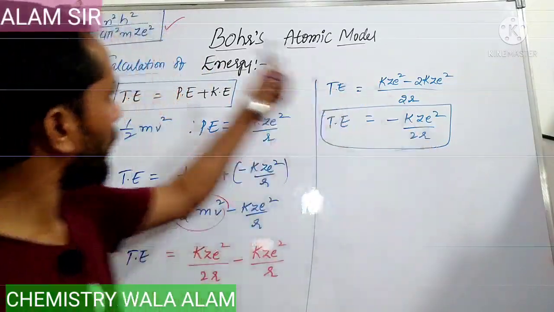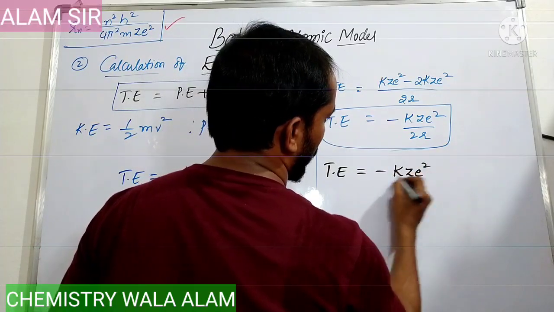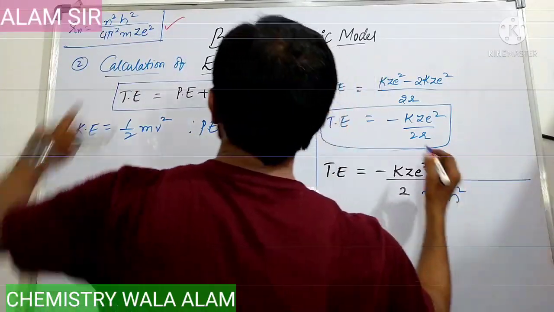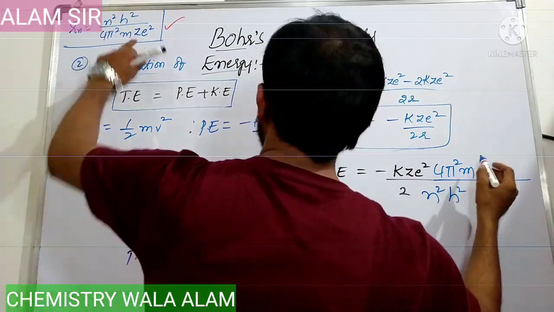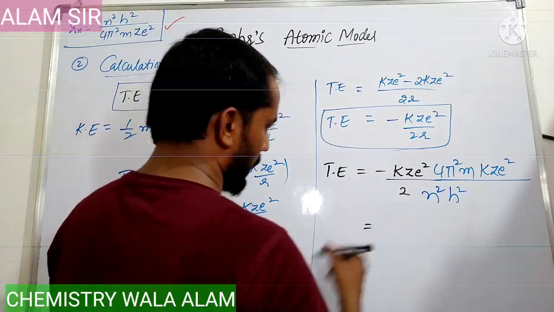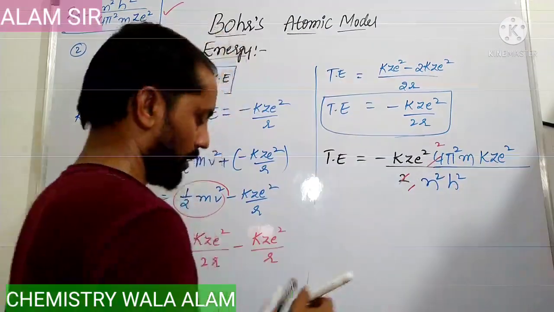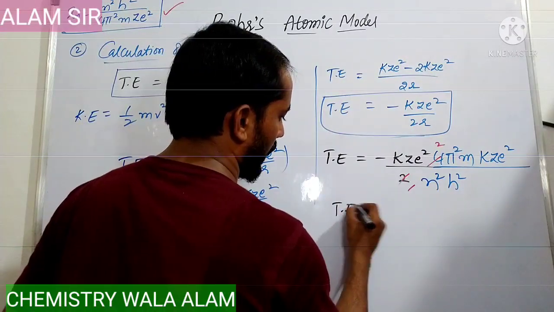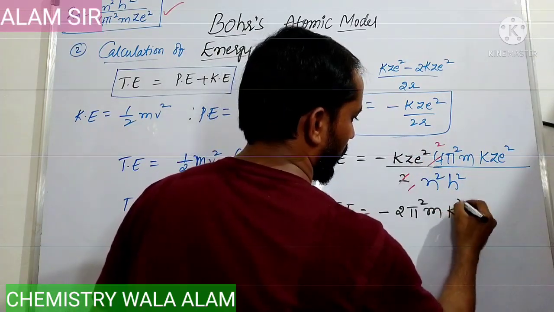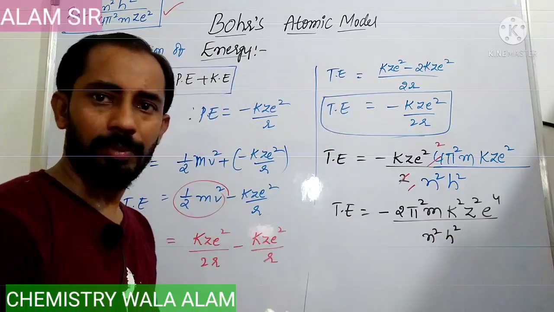Then we substitute the r value, the radius. The total energy is equal to minus kze square by 2, and the r value is n square h square by 4 pi square m kze square. After cancellations, the total energy can be written as minus 2 pi square m k square z square e power 4 by n square h square.